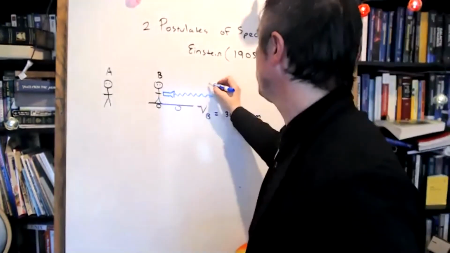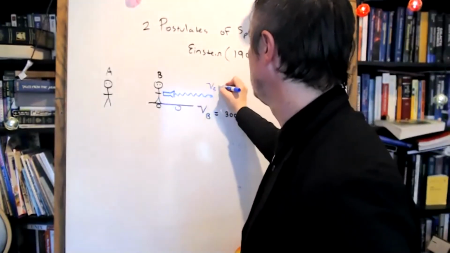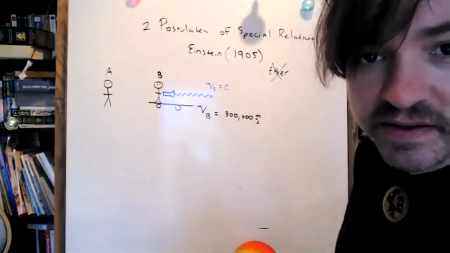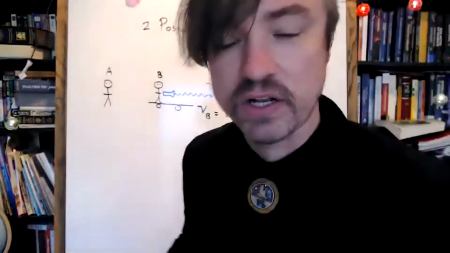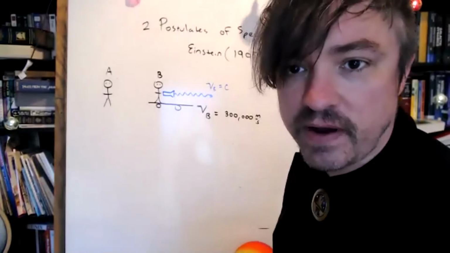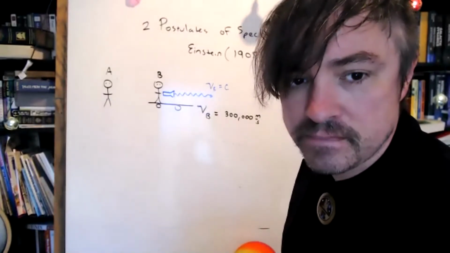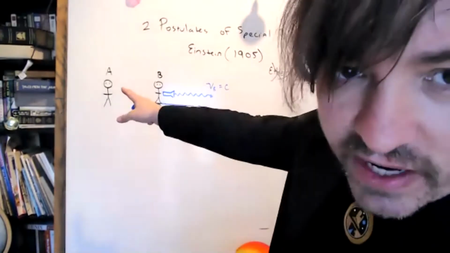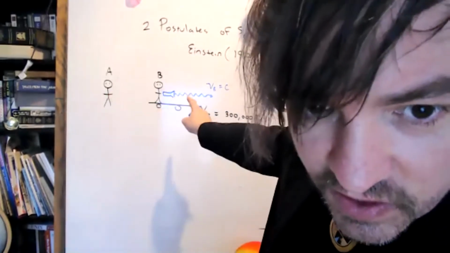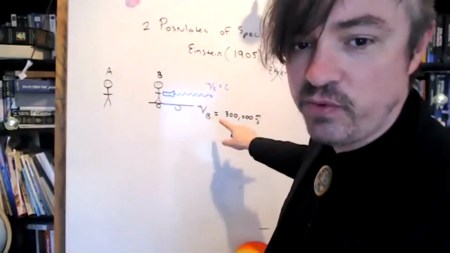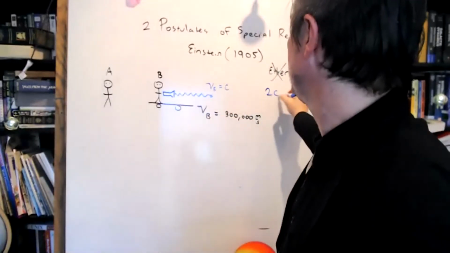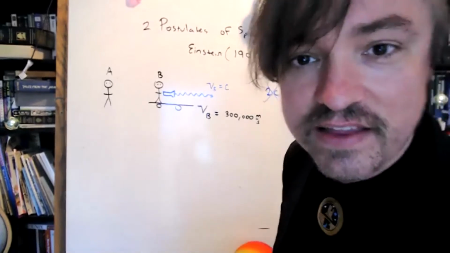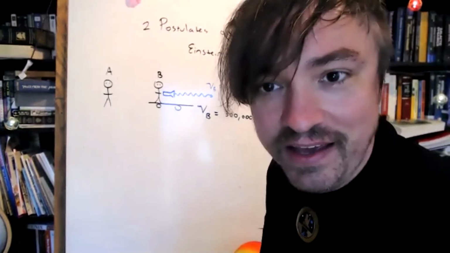B will measure the speed of light to simply be c, because according to B, he can consider himself at rest with respect to the skateboard, and he can watch the laser beam fire forward. All right. If the Galilean transformation of velocities were true, the speed of the laser relative to A would be the speed of the skateboard plus the speed of the laser. It would end up being twice c. But Einstein says, nope, it's still got to be c.